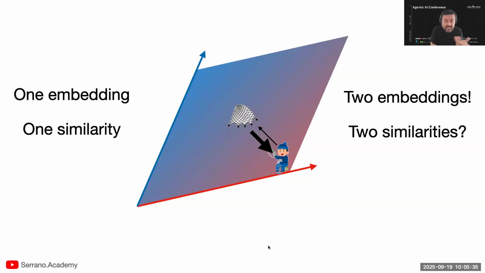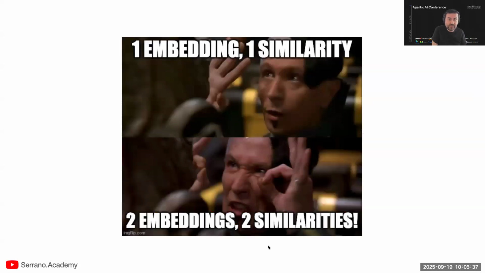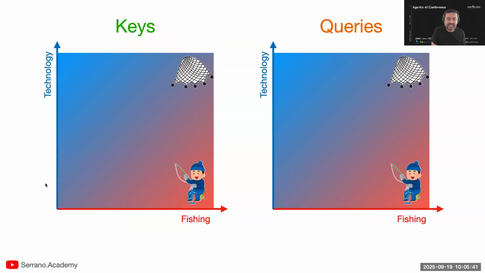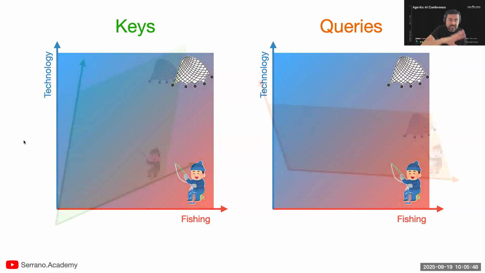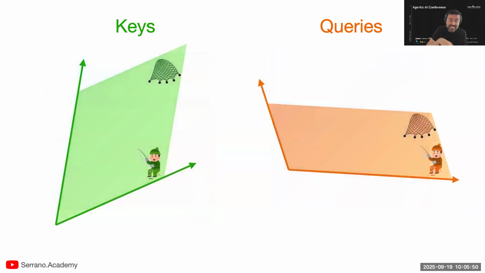If I need two similarities, then I'm going to use two embeddings. So one embedding, one similarity; two embeddings, two similarities, okay? And how is that going to work? Well, I have one embedding for the keys and one embedding for the queries, and I'm going to mess around with each one of them separately, independently. These two don't have to be the same, for the same reason that the similarities don't have to be the same in both directions.